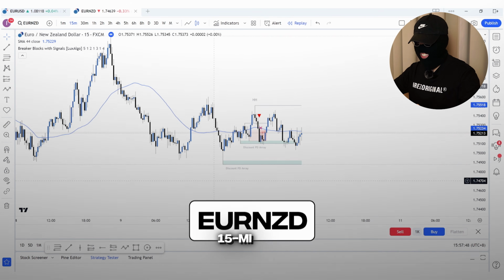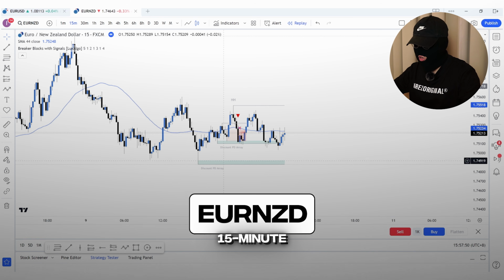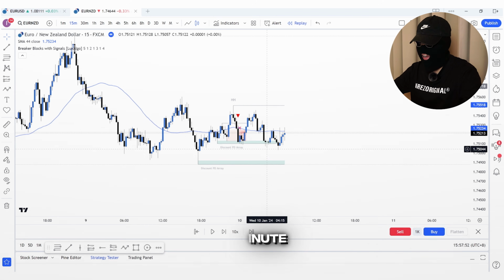Here on the EUR/NZD chart, price has created a downtrend price action as seen by the lower highs and lower lows.